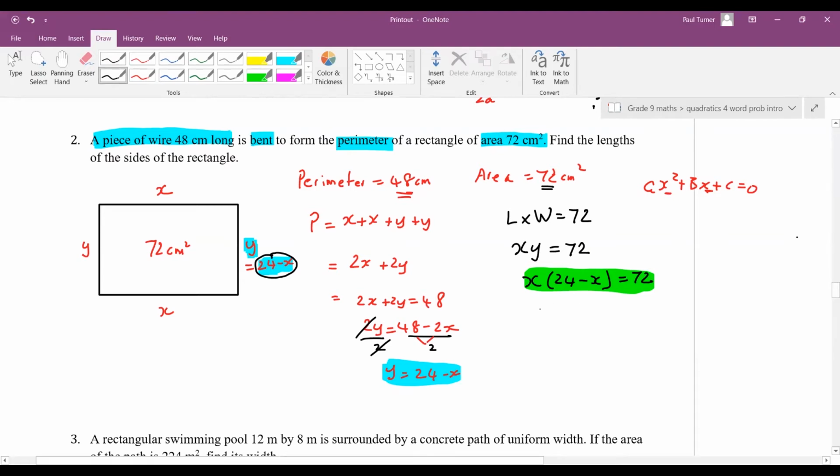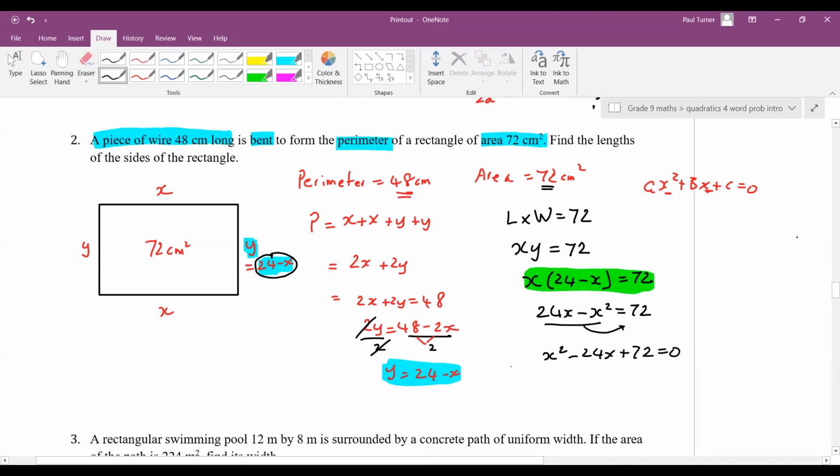So now we just expand: 24x minus x squared equals 72. Now, because you have a minus x squared, I don't like minus x squared or minus 2x squared. I try to get them to be positive. So I'll put everything on the other side. So I'll get x squared minus 24x plus 72 equals 0.